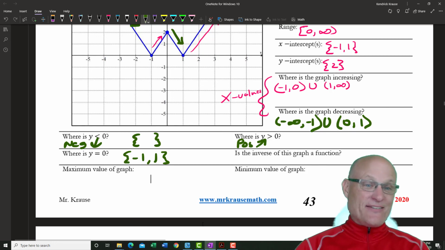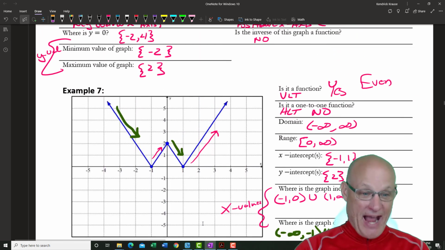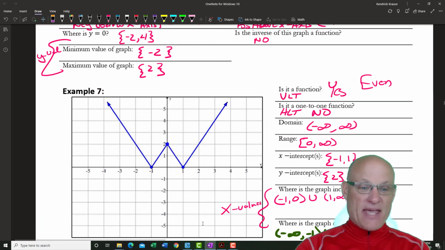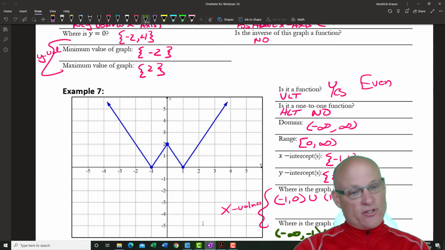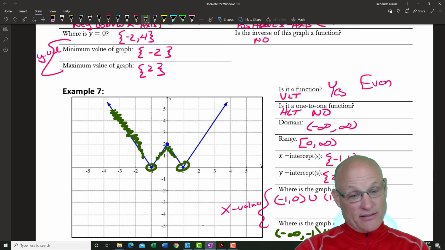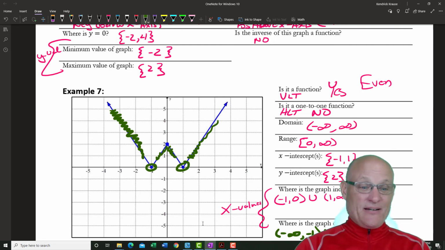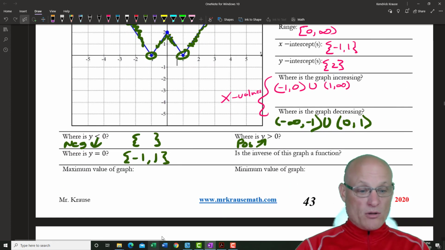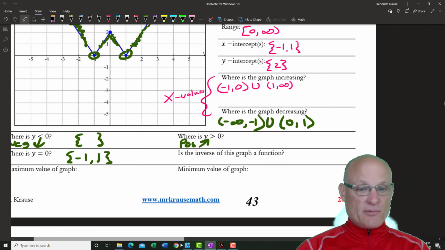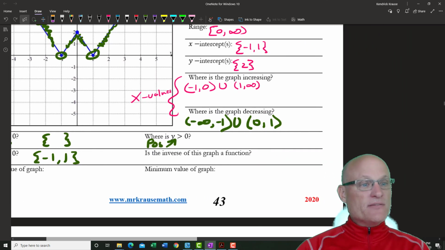Now the positive is a pain in the neck. So it's positive here, but not at this point. It's positive here, but not at this point. And it's positive here. So it's positive in 3 different places. So that's a 3-place OR, that's 2 ORs. So let me see if I can get this in here. See if you can see that up there.